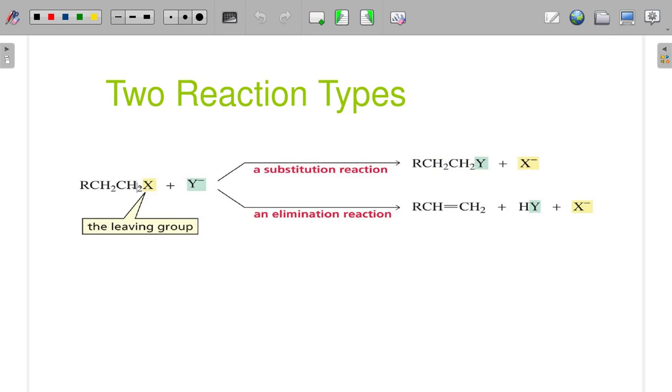Now, when we talk about our main reactions in this chapter, substitution and elimination, we are talking about these two things. Our halogen is going to be replaced with something that's nucleophilic in a substitution reaction, or a nucleophile causes an elimination of an adjacent hydrogen, forming a double bond. And that's the two classes we're going to look at.